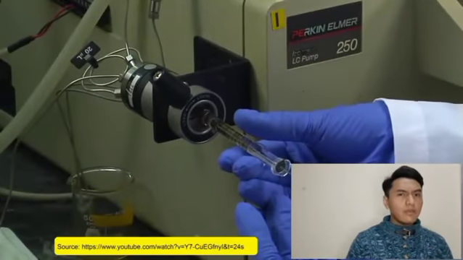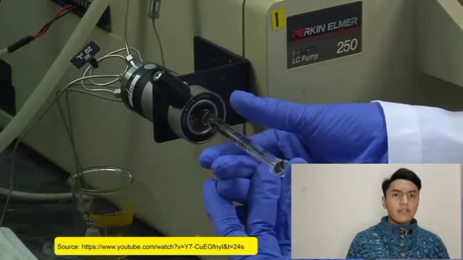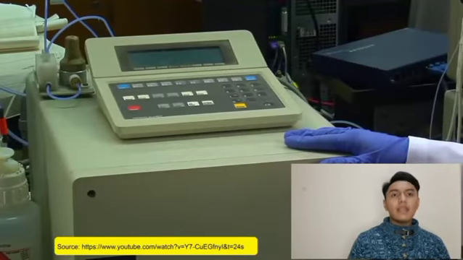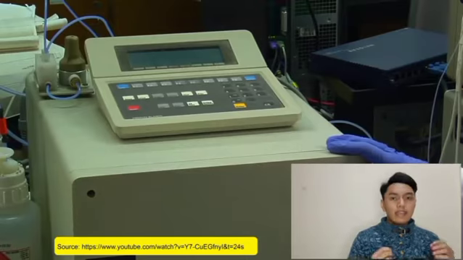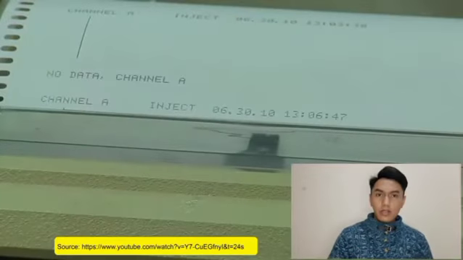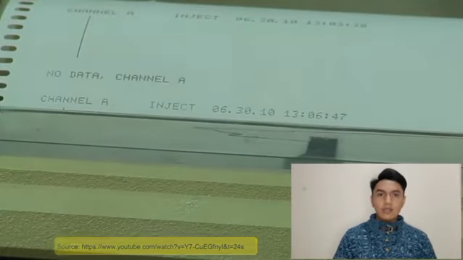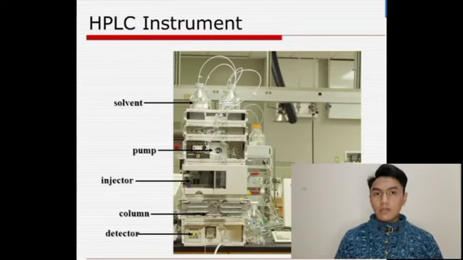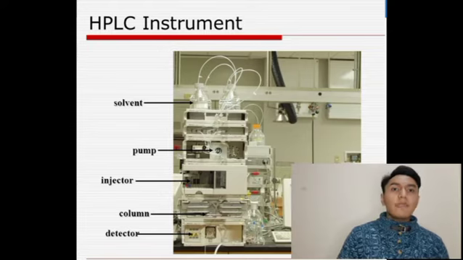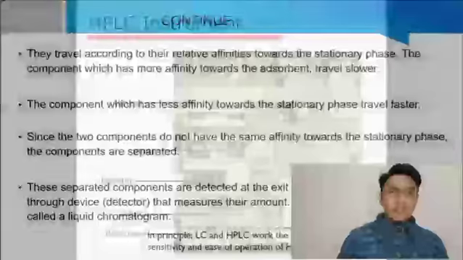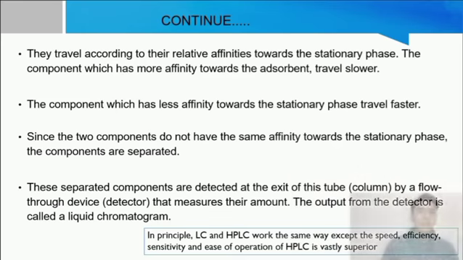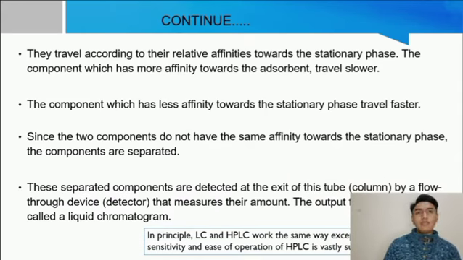When a mixture of components is introduced into the column, various chemical and physical interactions take place between sample molecules and the particles of column packing. The mixture will travel according to their relative affinities towards the stationary phase, and the components which have more affinity towards the adsorbent travel slower. The component that has less affinity towards the stationary phase travels faster because the two components do not have the same affinity towards the stationary phase.